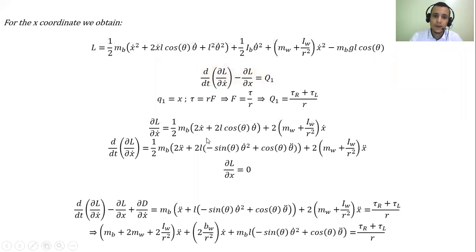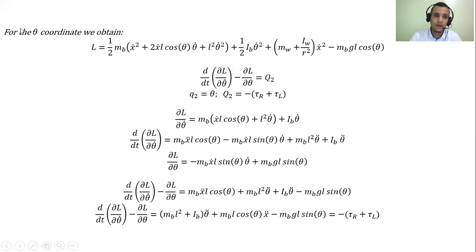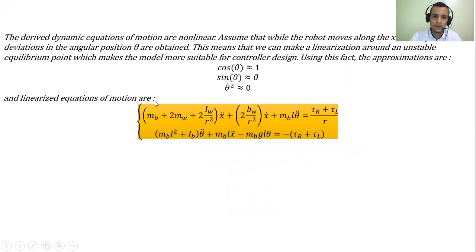Now we're going to derive it according to our coordinates. The first coordinate we have is the x. After deriving it according to the x, we get finally this formula. And after deriving it according to the theta, we get this formula. So finally, these are our two formulas after linearizing them, because our system before linearizing it was non-linear.